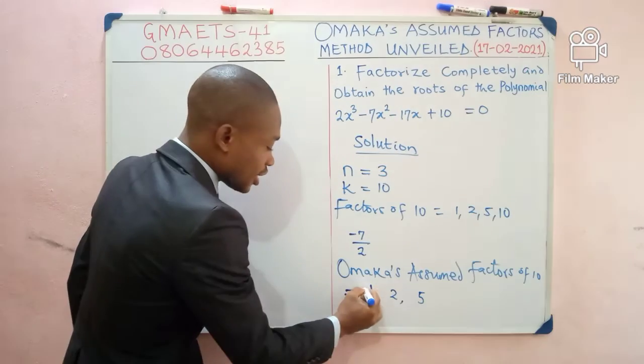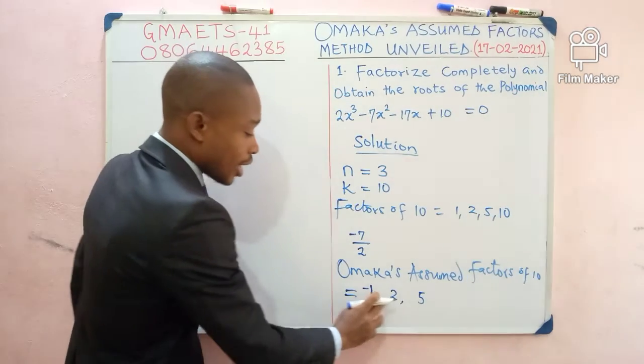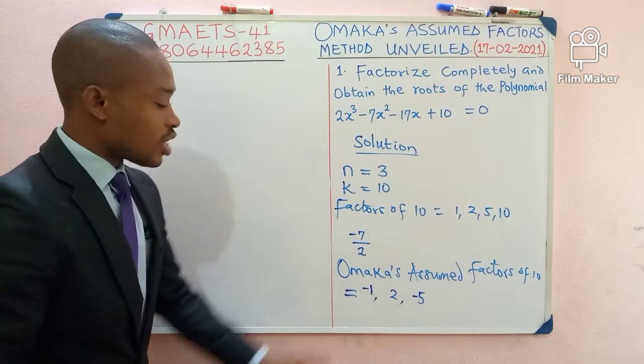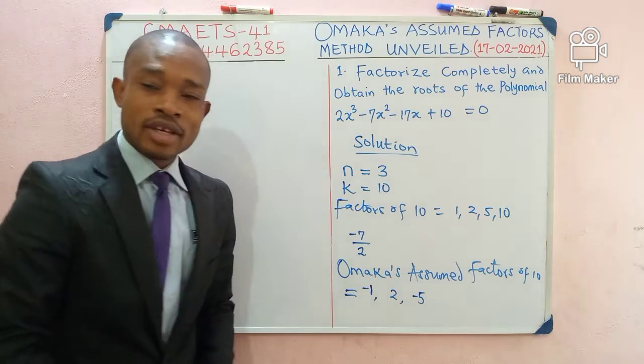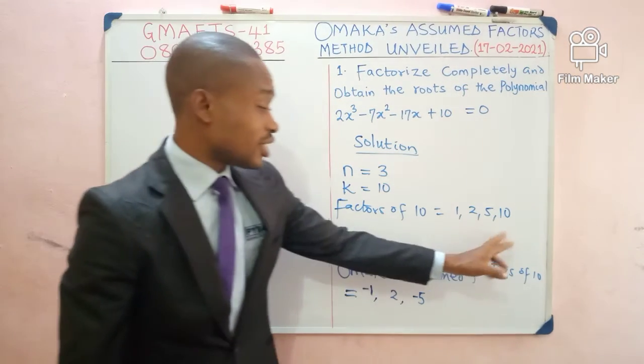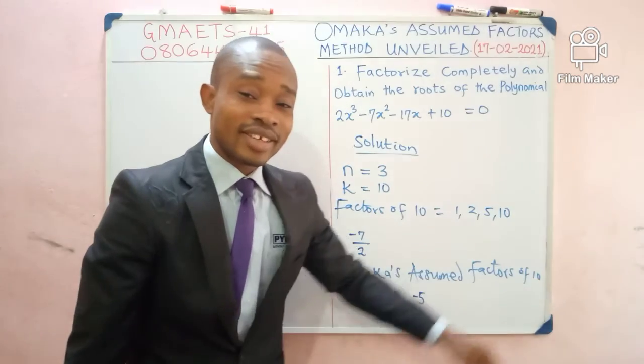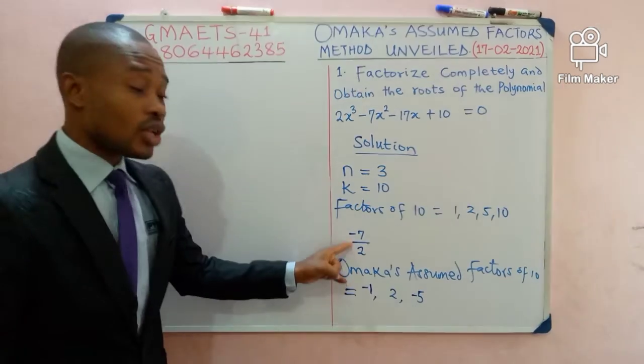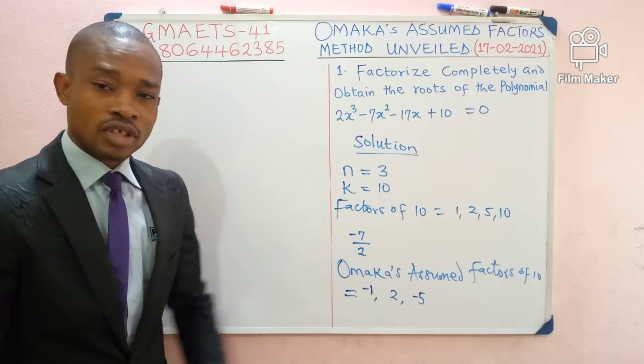Now watch. If I introduce a negative sign to this 1 here, and I maintain this as plus, and introduce minus here, you will notice that minus 1 times 2 times minus 5 will give us what? Plus 10. Then we are going to add the factors, remember, to get what? Minus 7 over 2.